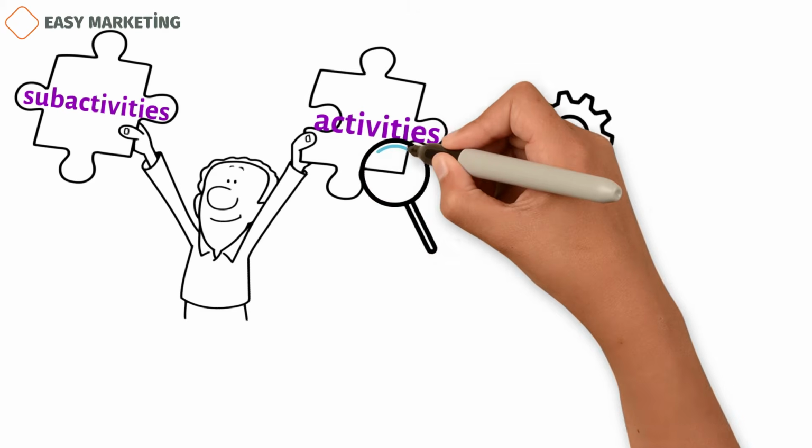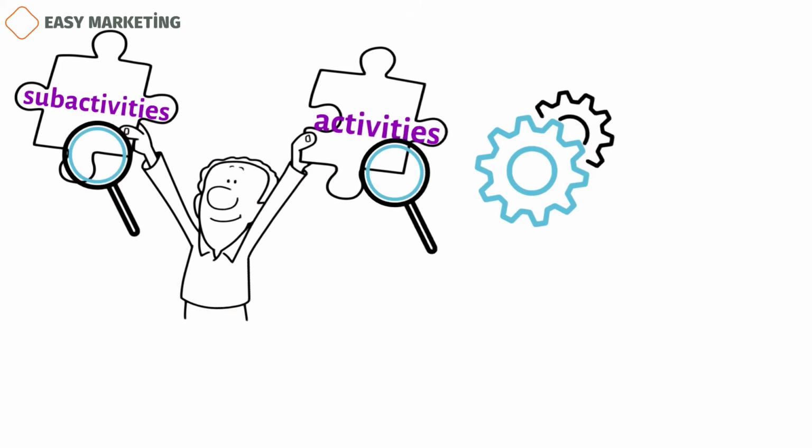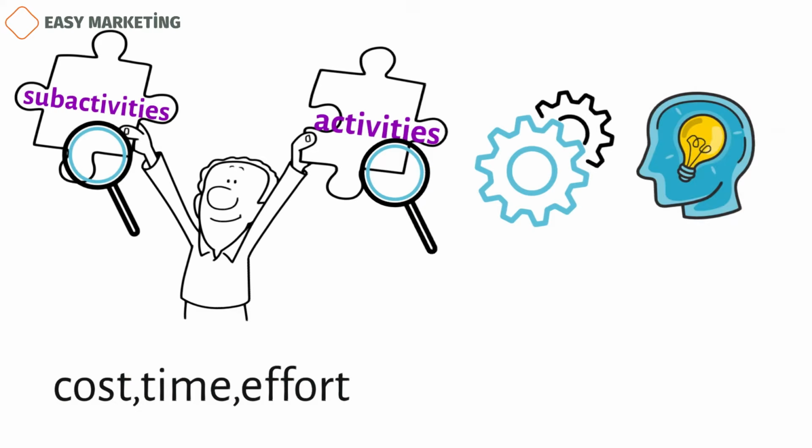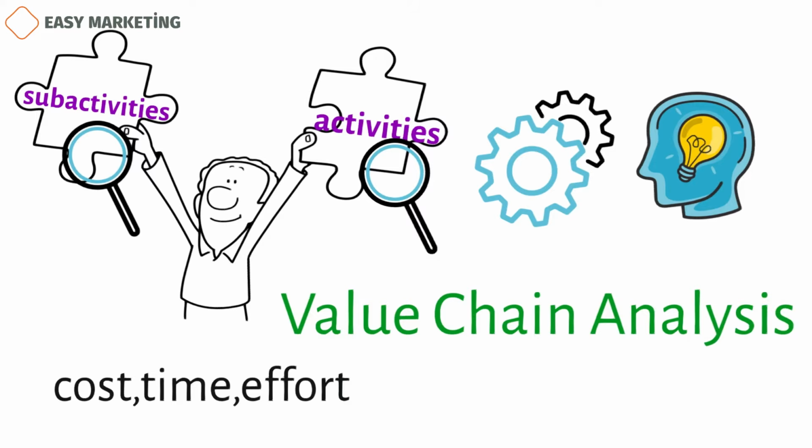Then, organizations can look at each activity or subactivity on its own to see if the output can be made better in relation to the cost, time, and effort it takes. When an organization takes the idea of a value chain and applies it to what it does, this is called a value chain analysis. Primary activities.